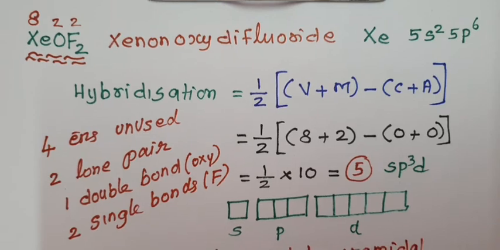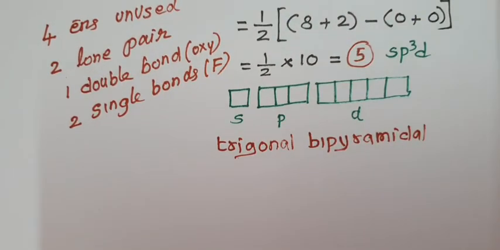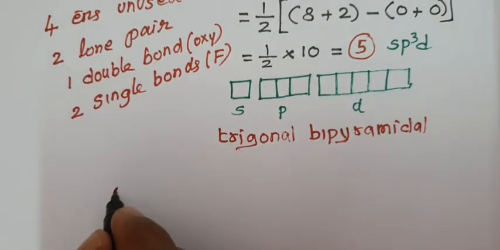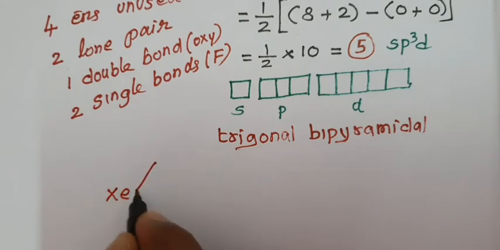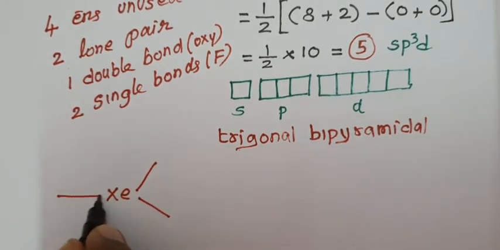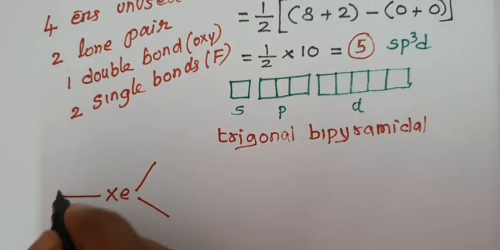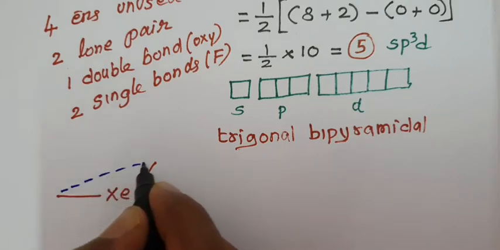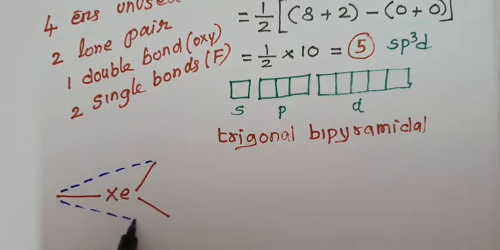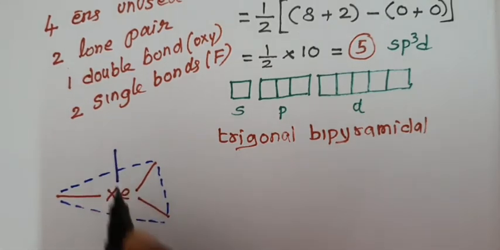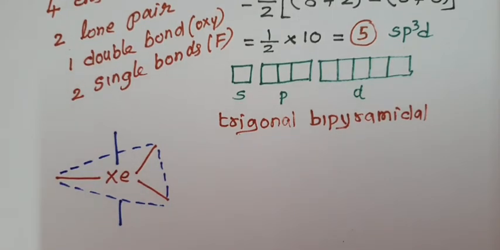Now we are going to draw the trigonal bipyramidal structure of xenon oxydifluoride. Easy structure. Xenon at the center, trigonal. By joining all the corners, we get a trigon, this is your trigonal structure. Above the plane, one bond, pyramid. Below the plane, another bond. Trigonal bipyramidal.